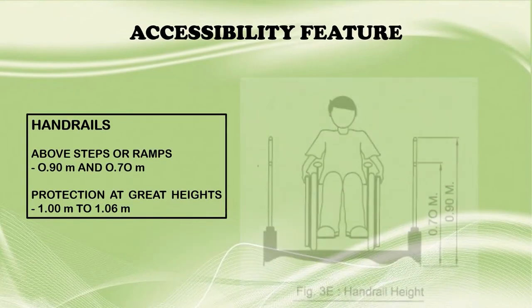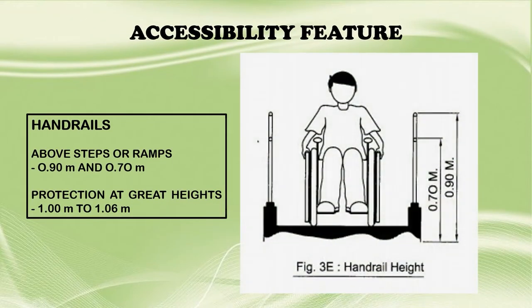Handrails. Handrails should be installed at both sides of ramps and stairs and at the outer edges of drop curbs. Handrails shall be installed at 0.90 meters and 0.70 meters above steps or ramps. For protection at great heights, they may be installed at 1 meter to 1.06 meters.